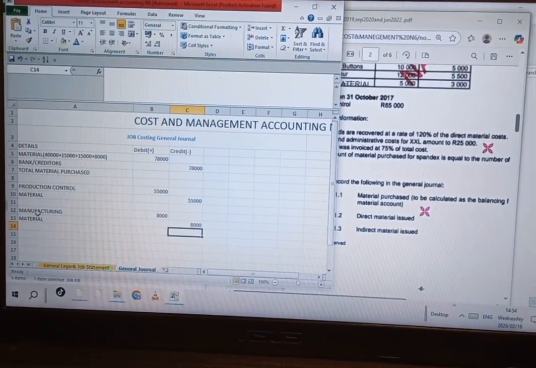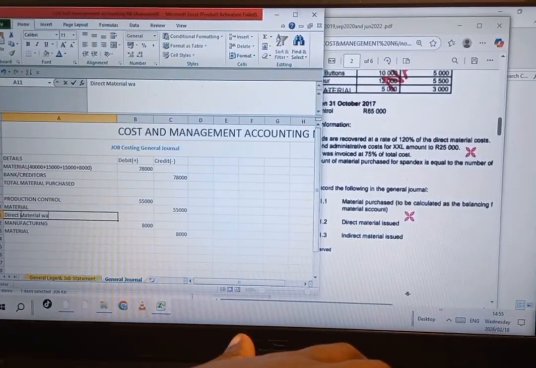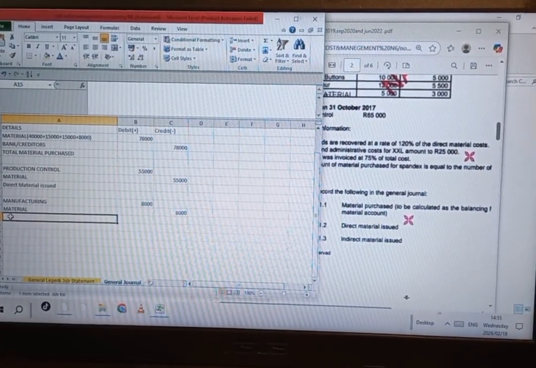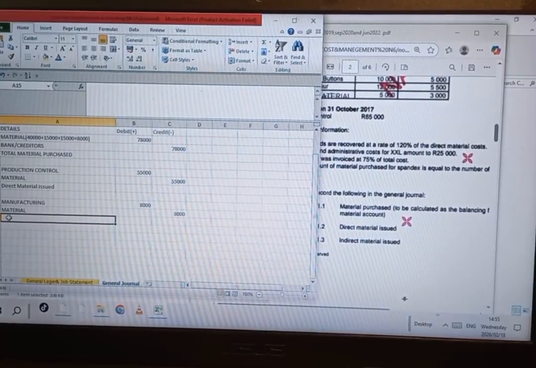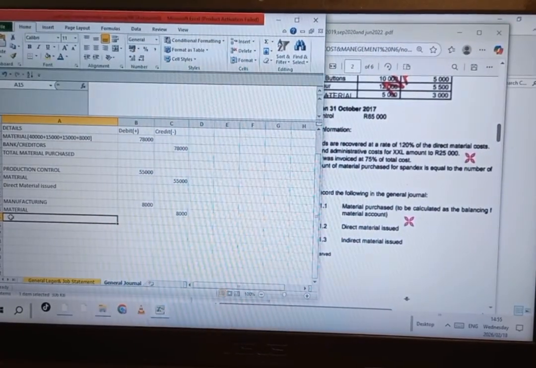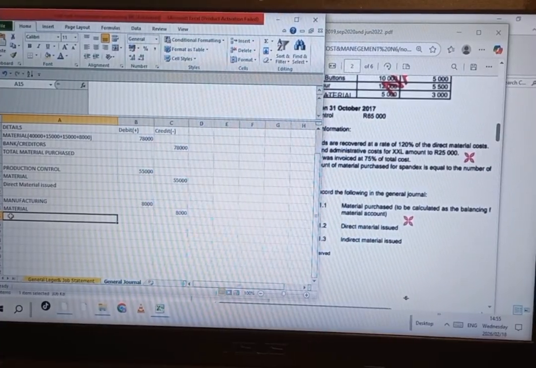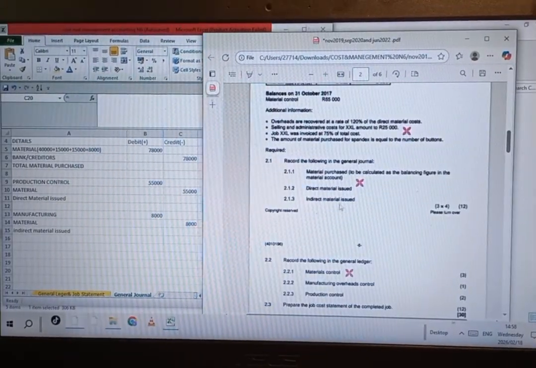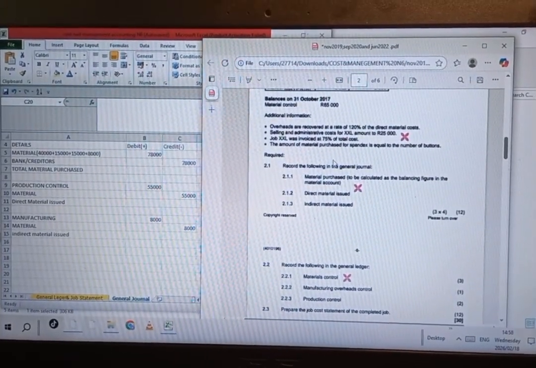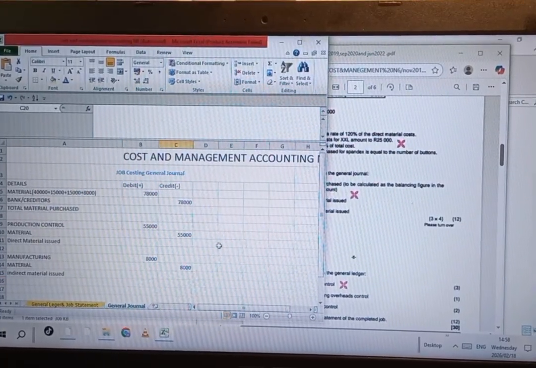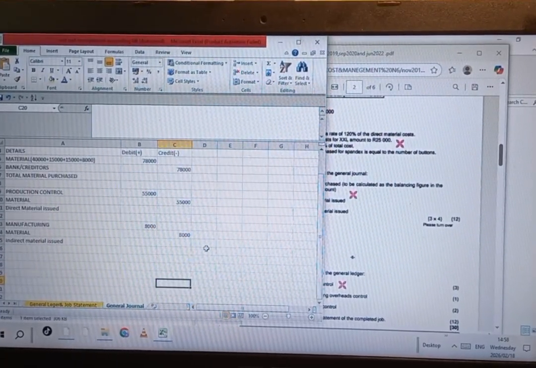What's the reason? Here you need to know: indirect material issued, hence I debited my manufacturing and credited my material. Indirect material issued. That's all for our general journal 2019 question. And then here you get your 12 marks, guys. This is your 12 marks.